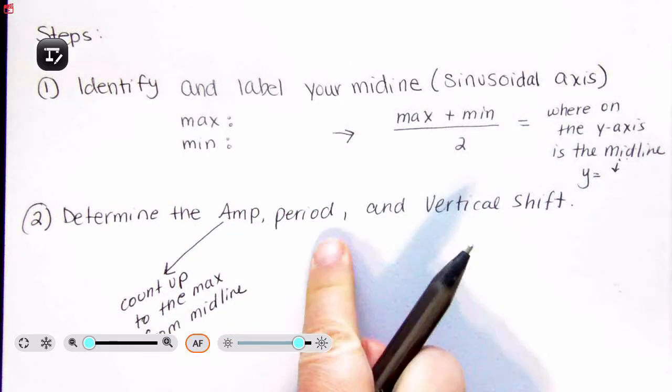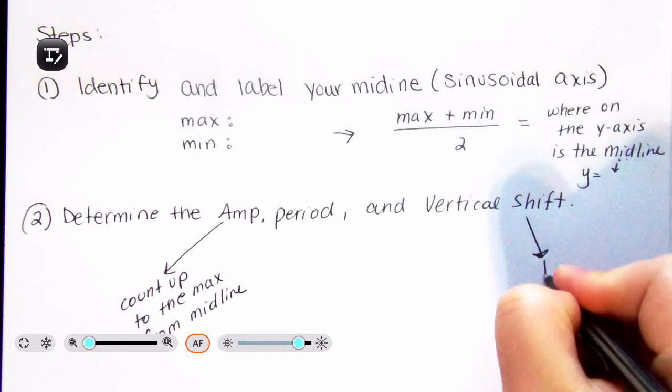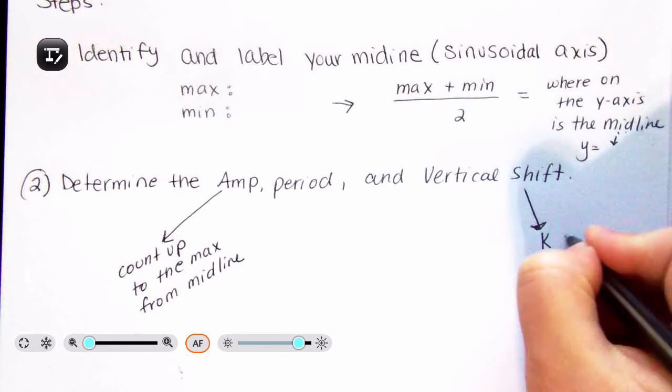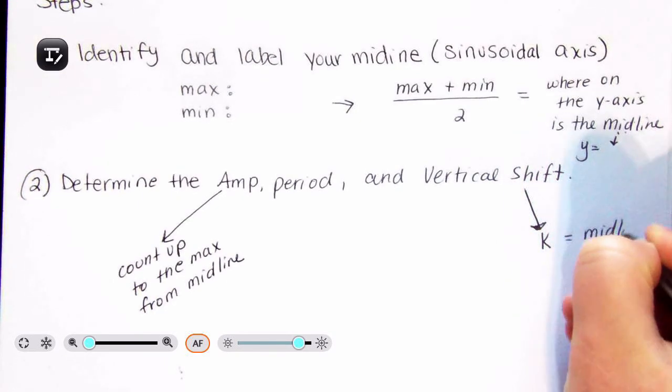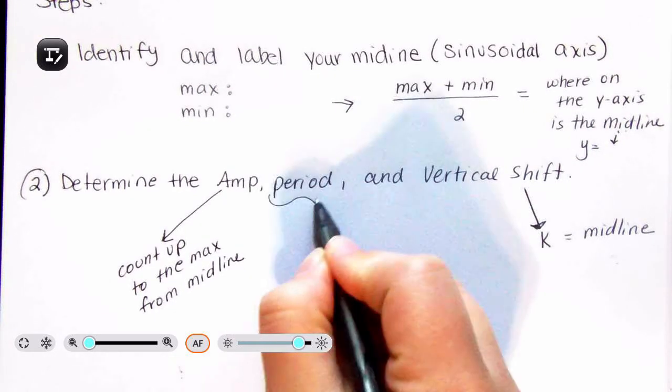I'm going to skip period for right now. I'm going to talk about it in just a little bit. A vertical shift is your K value, which is also your midline. So where your midline is, that is your K value. Now about period.